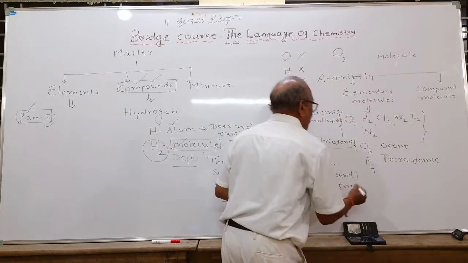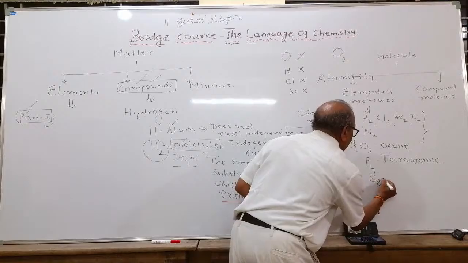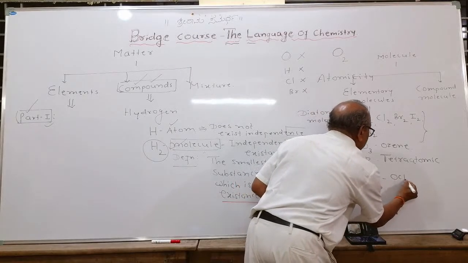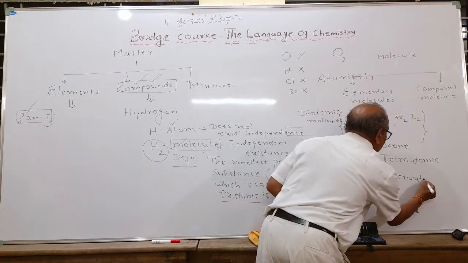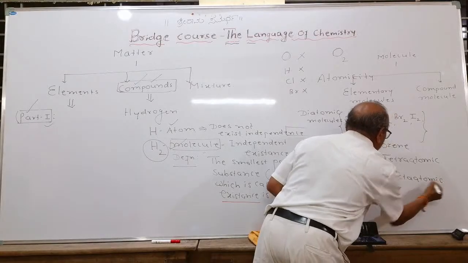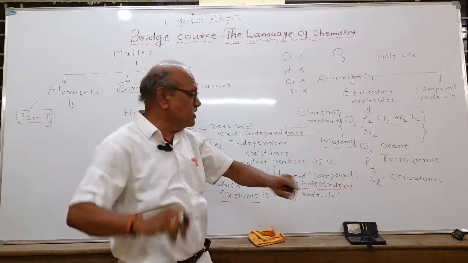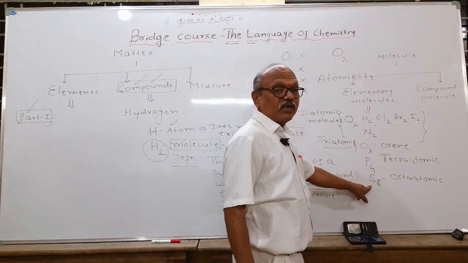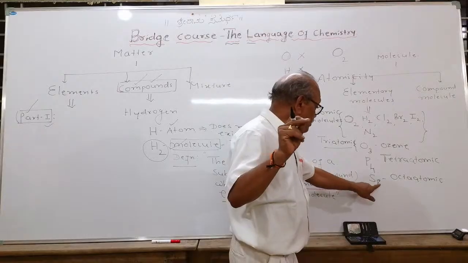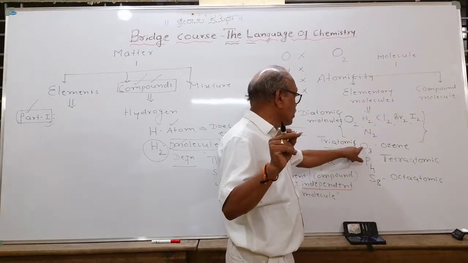Okay, and if I take sulfur, it is octatomic. Octatomic means one molecule of sulfur is formed by 8 atoms. 8 atoms of sulfur can join together and form an elementary molecule. It can be octatomic, tetraatomic, triatomic, diatomic.